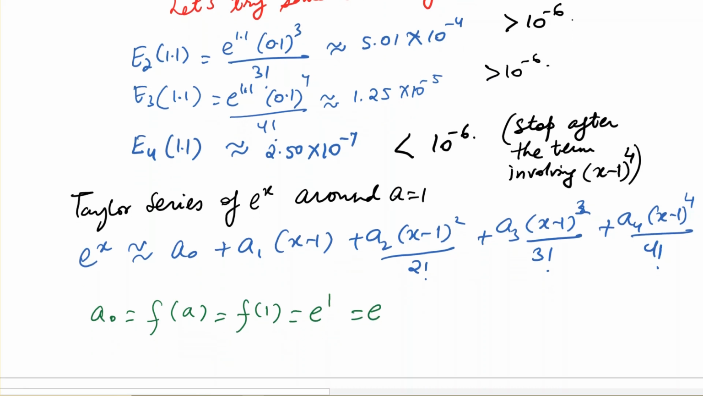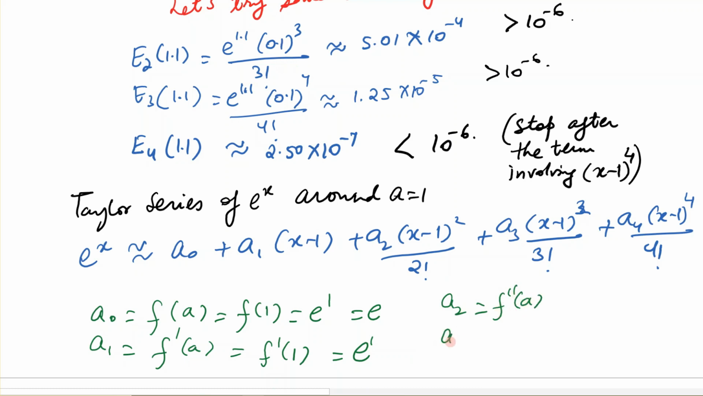And similarly, a1 is the first derivative at a, so e raised to power x at 1, which is again e. And similarly, we have a2 and a3. We know that all the higher order derivatives are going to be the same. So finding the value at 1, we get e raised to power 1, e raised to power 1, and a4 is also e raised to power 1.